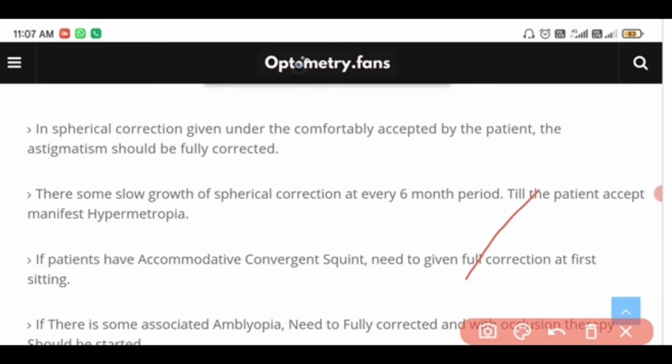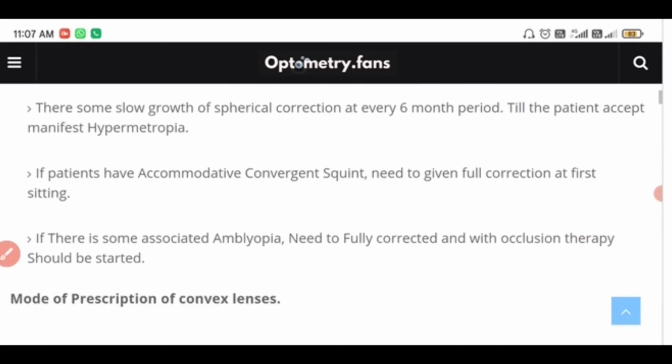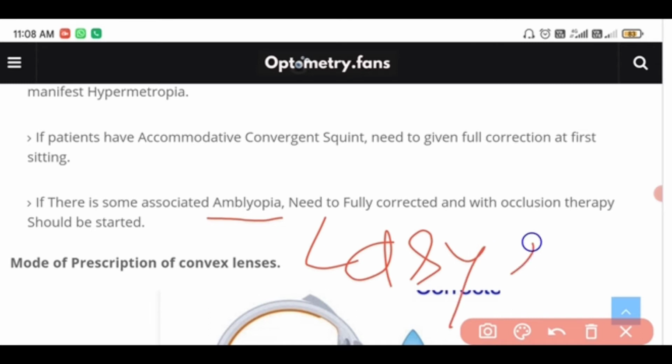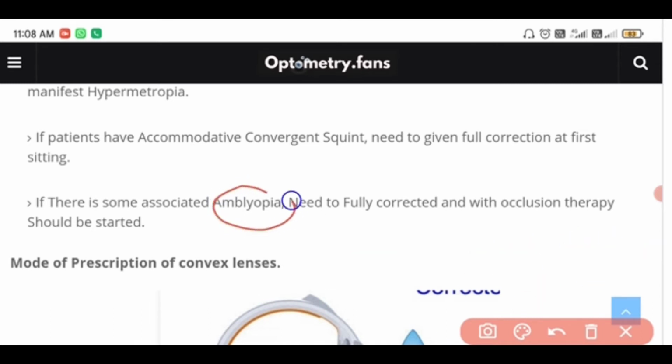What is the next point? If there is some associated amblyopia, and you know what amblyopia is, it is also known as lazy eye. This term is used for amblyopia. It needs to be fully corrected, and occlusion therapy should be started.